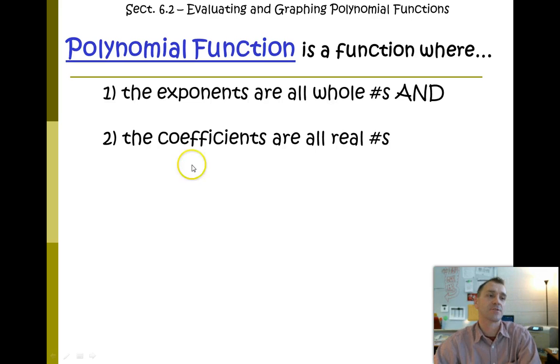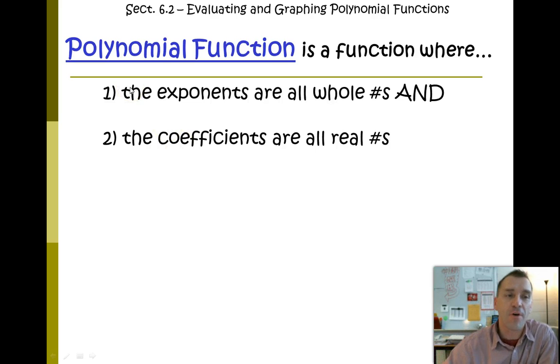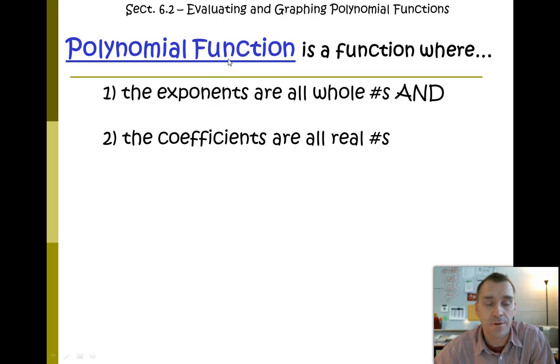So on your graphic organizer, here's your definition of what a polynomial function is. And of course, the first three letters, F-U-N, are the most important: function. A polynomial function is a function where the exponents are all whole numbers. And the second thing is, this is an "and," not an "or." Both of these must be true in order for these things to be polynomial functions. The other thing is the coefficients are all real numbers.